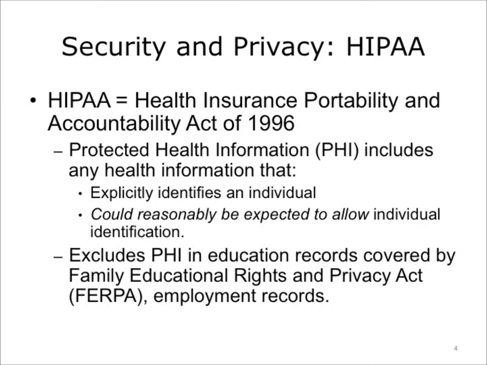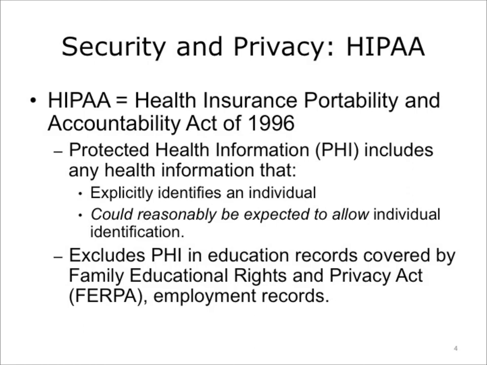HIPAA, or the Health Insurance Portability and Accountability Act of 1996, is primarily responsible for governing the protection of individual health data. Many states have also passed legislation to further enhance these federal guidelines. Protected Health Information, PHI, under HIPAA includes any individually identifiable health information. Identifiable refers not only to data that is explicitly linked to a particular individual, it also includes health information with data items, which reasonably could be expected to allow individual identification.